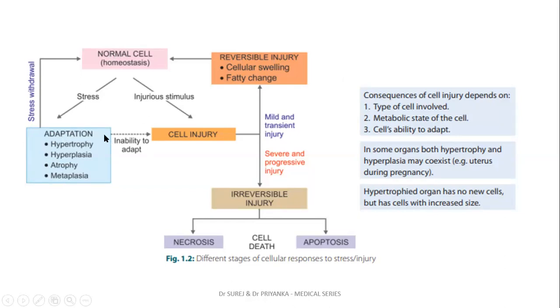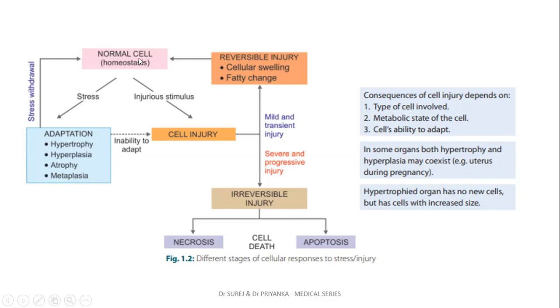Here again, if there is inability to adapt to stress, and the stress keeps persisting, then it will go for cell injury. In cell injury, if it is mild and transient, it will go for reversible cell injury and again to a normal cell. If it is severe and progressive, irreversible cell injury, cell death, that is necrosis and apoptosis. So these are the different stages of cellular response to stress and injury.